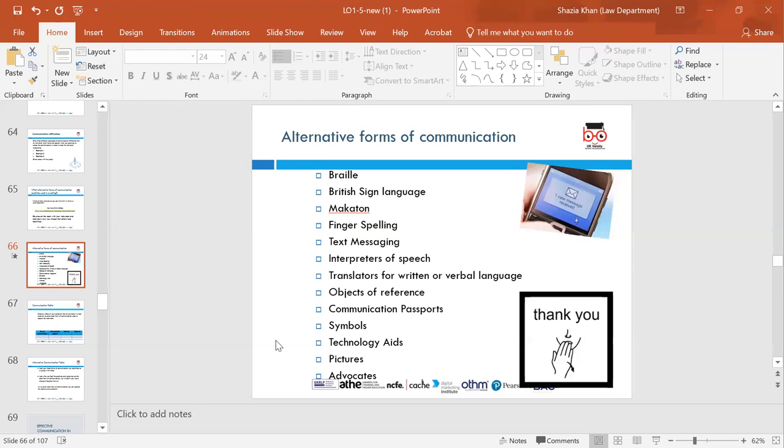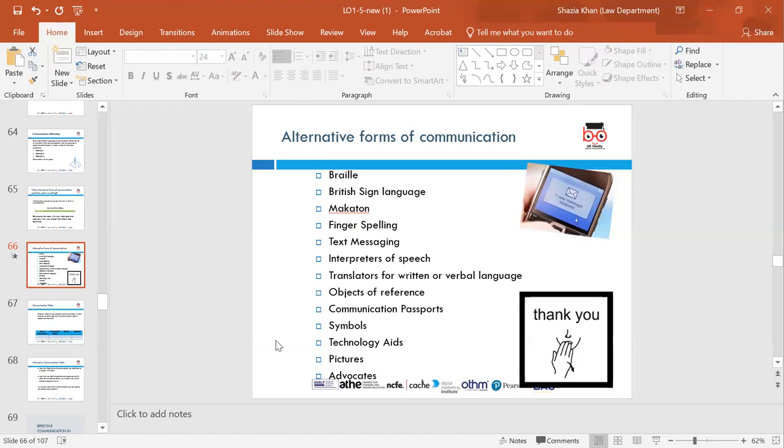Objects of reference, and that's quite good in some institutions where people use objects to say something, or it's a form of communication, to try and identify it to the next person so that they understand.